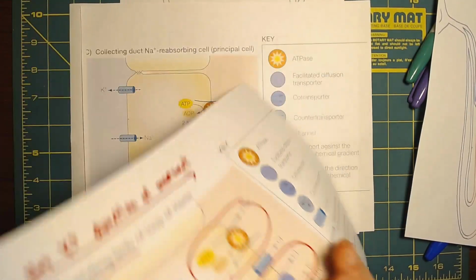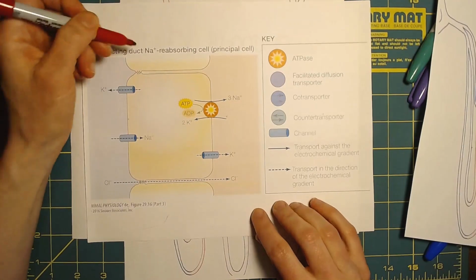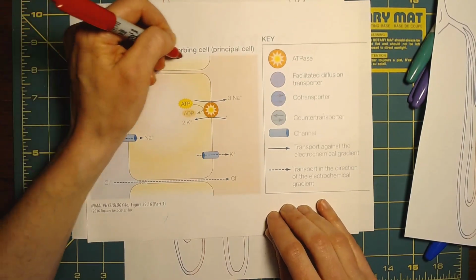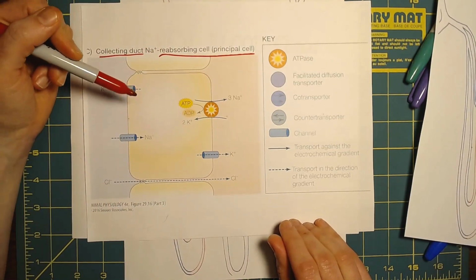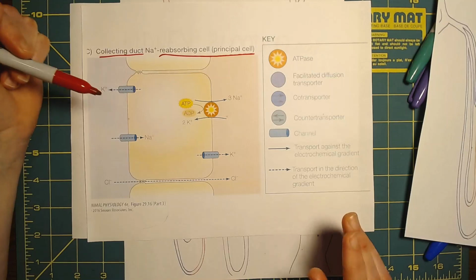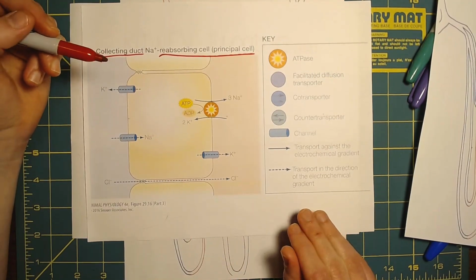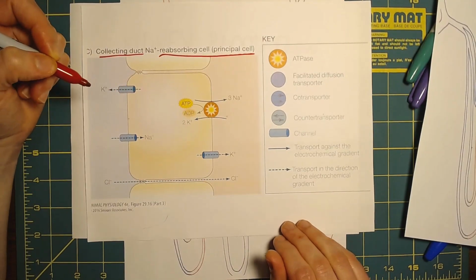So lastly, here is one of the cell types that's found in the collecting duct. This is a sodium reabsorbing cell, or it's also called a principal cell. And the main thing that I want to note here is just that the collecting duct, along with the distal convoluted tubule, is a major point for control and regulation of potassium ion balances.